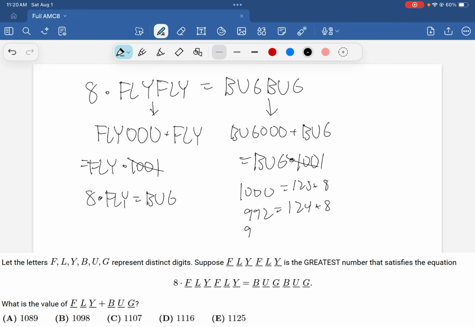We go 1 down to get 984. This becomes 123 times 8. And we do have 6 distinct digits: 1, 2, 3, 4, 8, and 9. So this is going to be our answer. And we're asking for FLY plus BUG. So we just add 984 plus 123. Do some addition, and we get 1107 as the answer. So it is C.